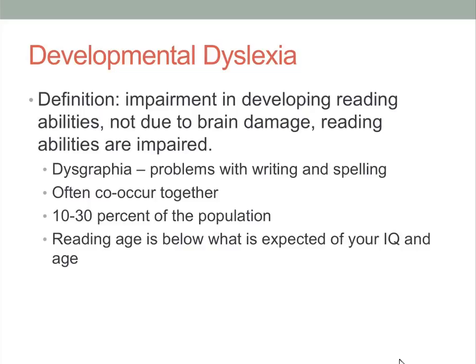Okay, so dyslexia is the problem with reading. Dysgraphia is a problem with writing and spelling, but they often co-occur. It's 10 to 30% of the population, so a good chunk of people have one or both of these problems. And so it's really important to study to help people cope. The reading age is often below what you would be expected for your IQ and age.